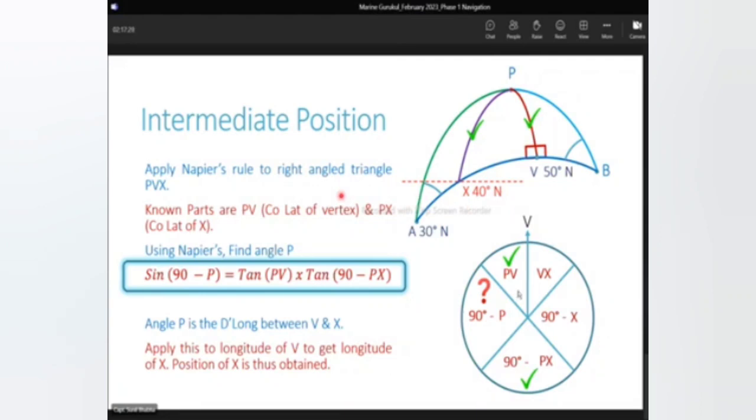So beta, have a good look at the diagram, application of the Napier rule. Let me know any doubts coming in. Yes, all clear. Very good beta, great. So let's see the type 2 problem also.